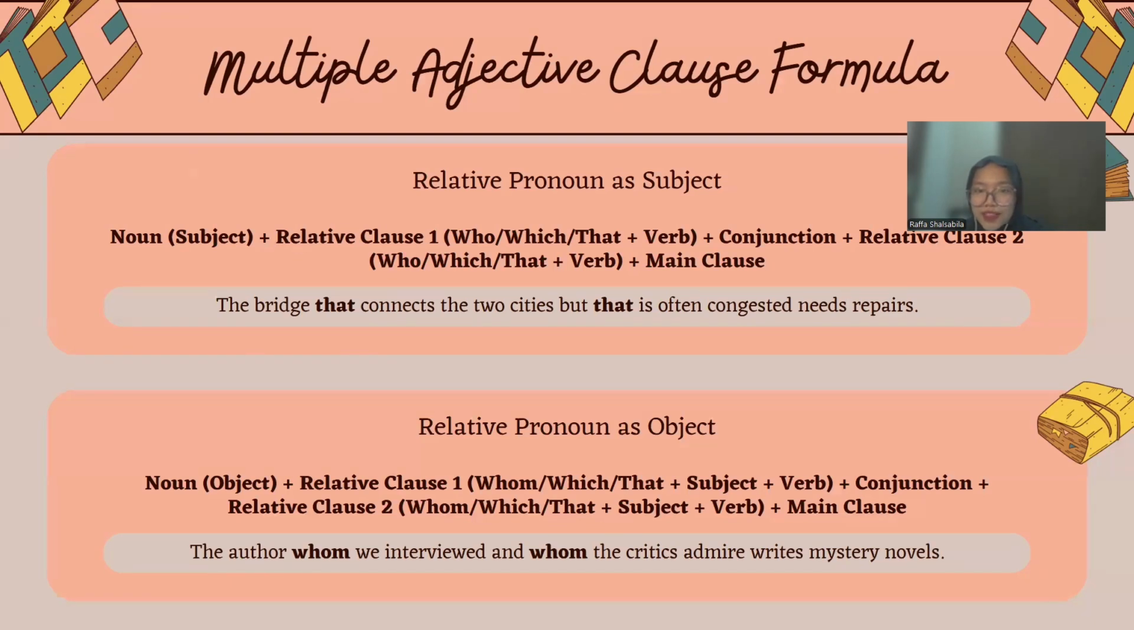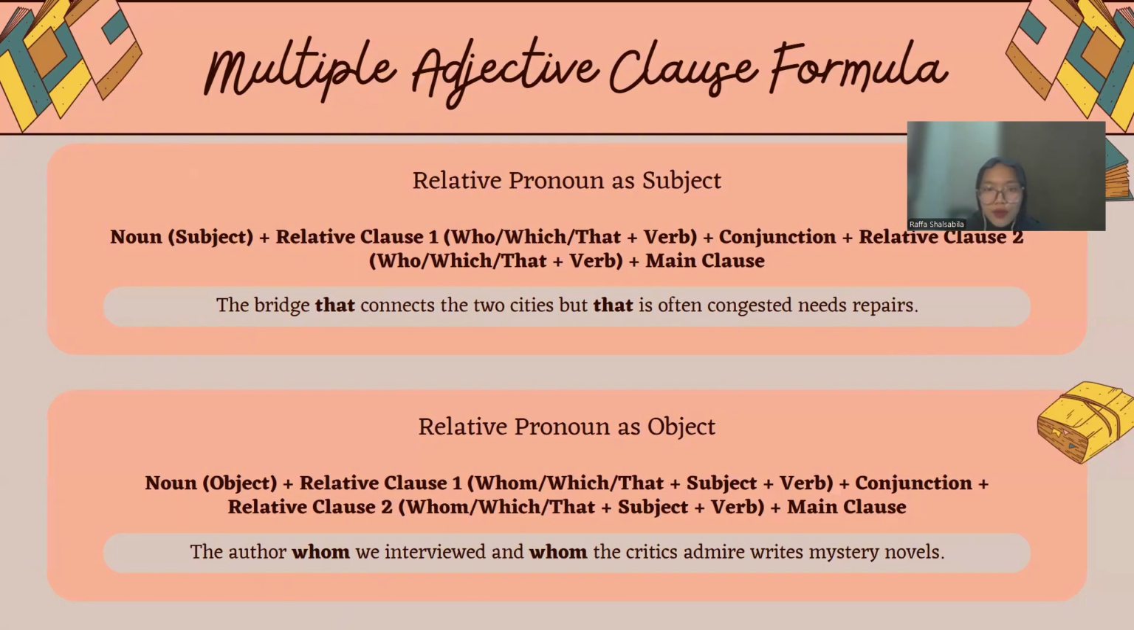The bridge is the noun that is the subject. That connects the two cities is the first clause explaining that the bridge connects the two cities. That is often congested is the second clause, which gives the additional information that the bridge is often congested. It ends with the main clause, the bridge needs repairs. So in this sentence, the adjective clauses describe the same subject, the bridge, with complementary information.